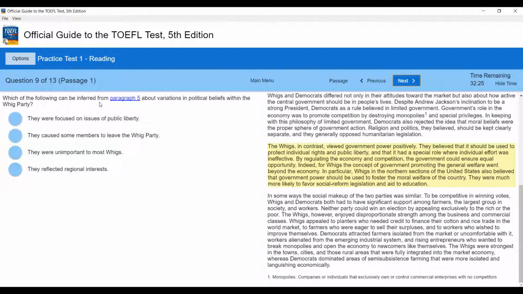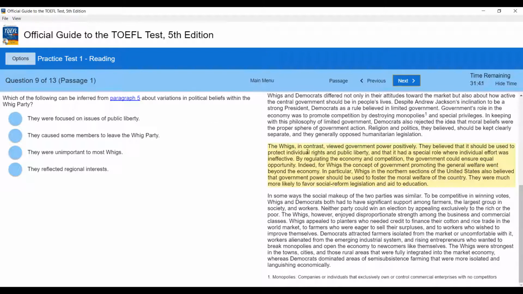Next, inference question here. So this one, I would read the whole paragraph based on what I observe here about what we are looking at. So variations in political beliefs within the Whig Party, and what does that infer? So these would be bits and pieces of information, and we need to create a big picture in our head from these pieces of information and create a conclusion from that. And specifically this one, of these political beliefs.